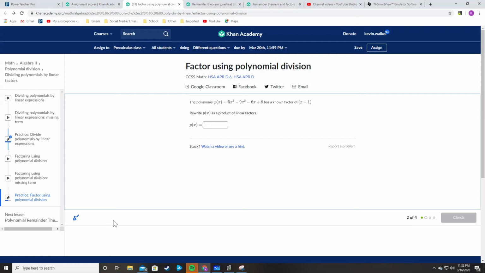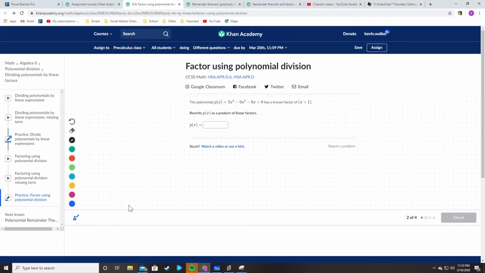This one's going to be a little bit different. This time, what it's asking you to do is to take the polynomial, and it gives you one of the factors of the polynomial. So it says p of x has a known factor of x plus 1. So that means this does divide into this. So they already tell you that. They want you to rewrite this polynomial as a product of linear factors.